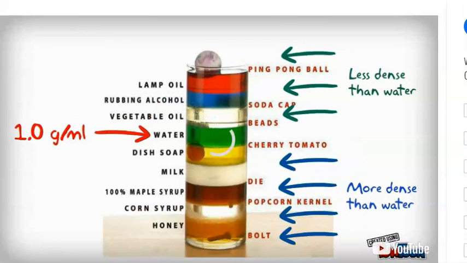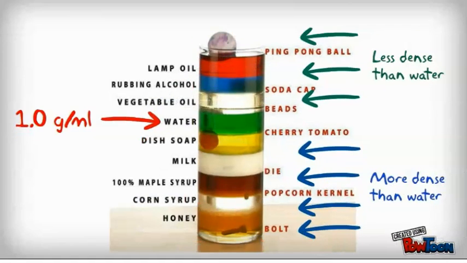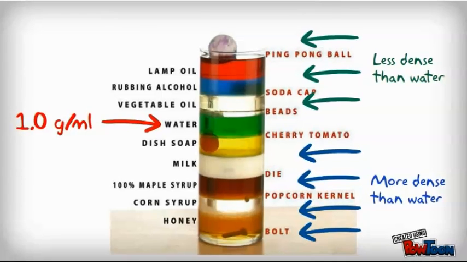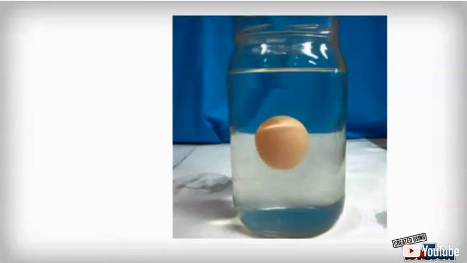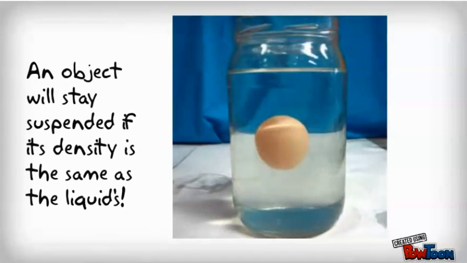What do you think will happen if an object's density is exactly 1 gram per milliliter? That's right. It will stay suspended right in the middle of the water.